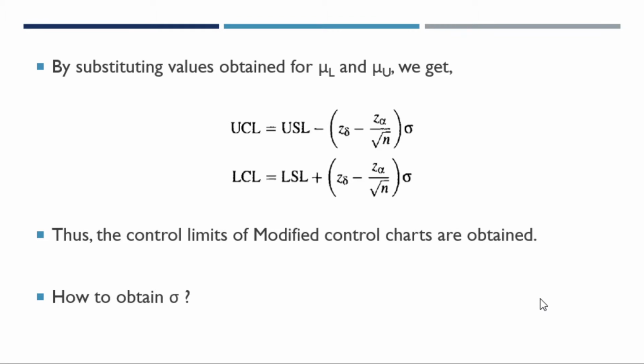The special feature, as can be noticed in these control limits, is that we are also accommodating the specification limits in control limits. Now, how to obtain sigma is a question. We can answer that sigma can be obtained using the R chart and S chart, and using the formula sigma equal to R bar by D2 and S bar by C4.